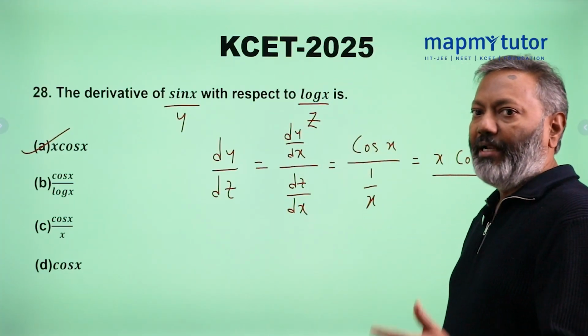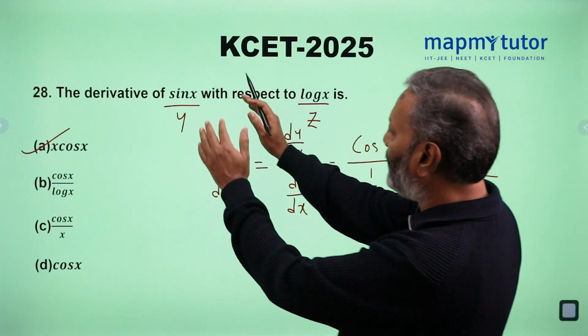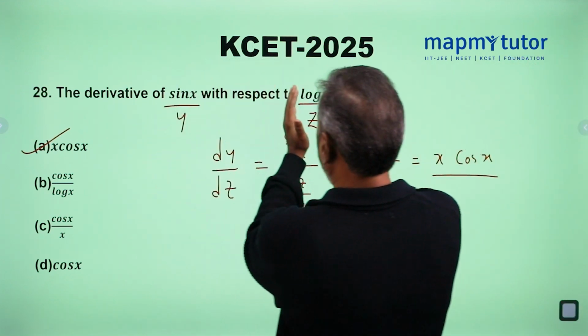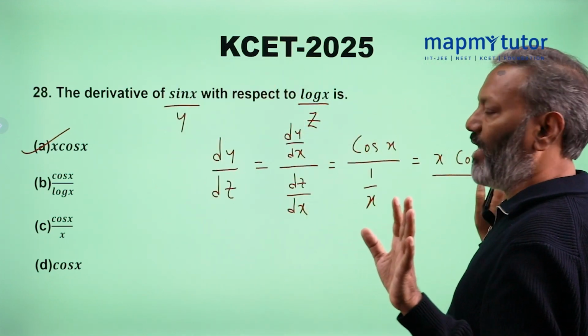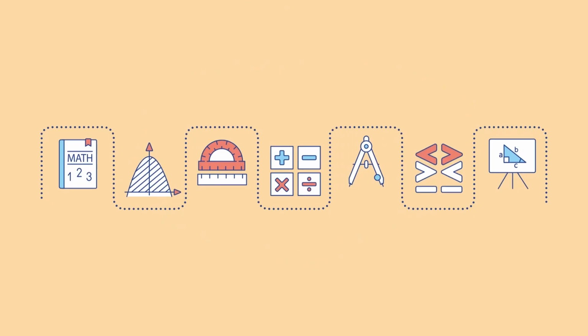Simple. Derivative of a function with respect to another function. The first function I took as y and then z. dy by dz is to be calculated. It is almost like parametric differentiation again. Got it?